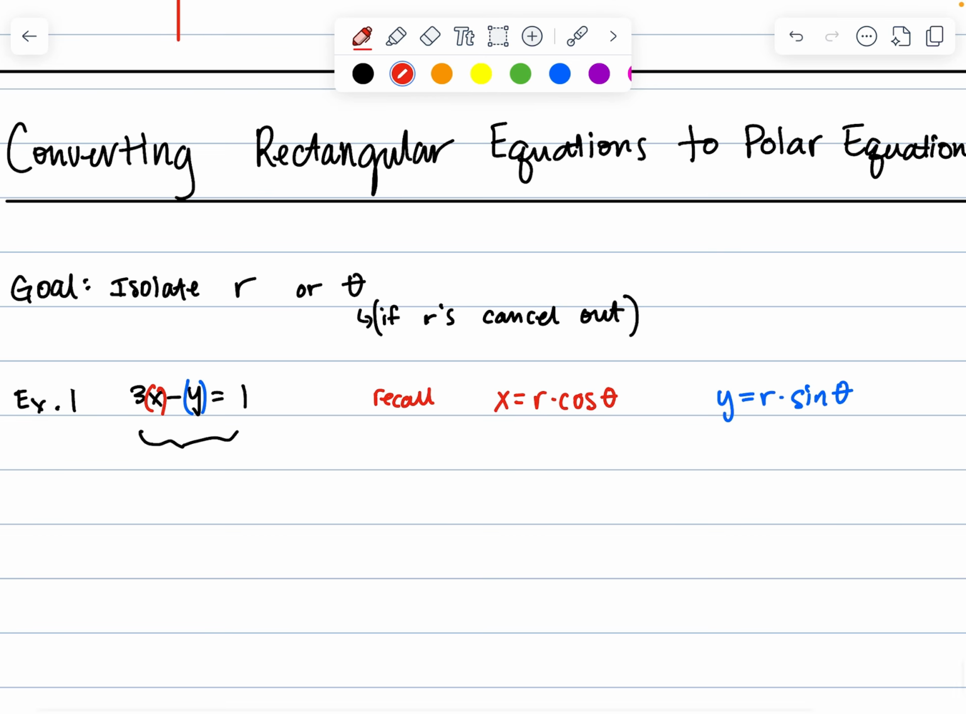So in this particular equation, I'm going to put the x's and y's in parentheses, and whenever you see those parentheses, you're going to plug in r cosine theta for x. We have a minus sign between them, and there's nothing in front of the y, so this is going to turn into r sine theta, and we set this equal to 1, bringing it down.